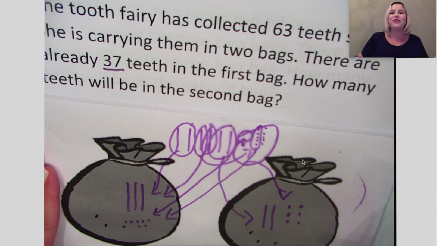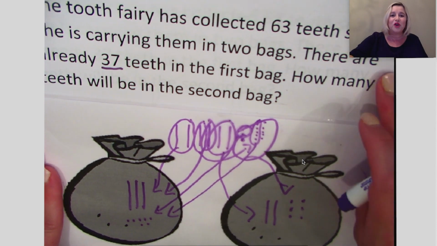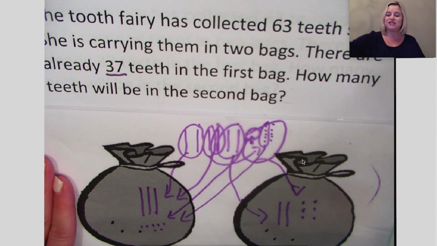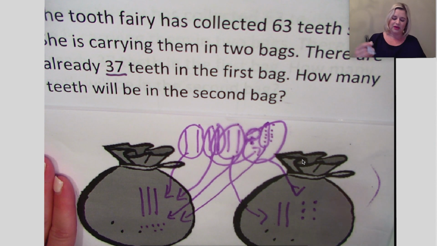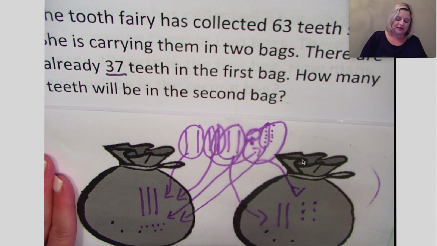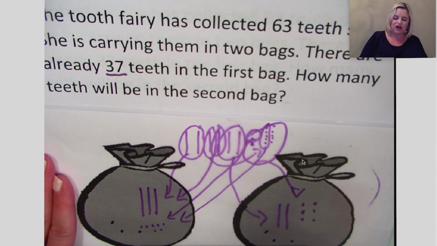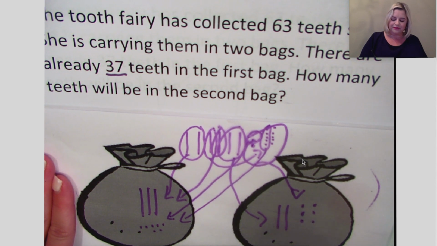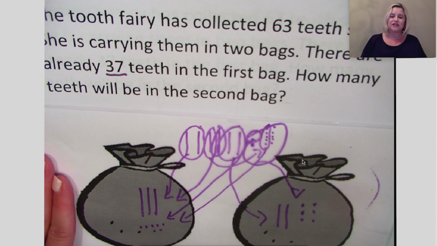On your own, write an equation to model the situation. Wonderful. Hold them up to show me. I'm going to write some of the equations that you are holding up. 26 plus 37 equals 63. Good job. Yes, and 63 equals 26 plus 37. Very good. These are add-ins, and this is our sum.